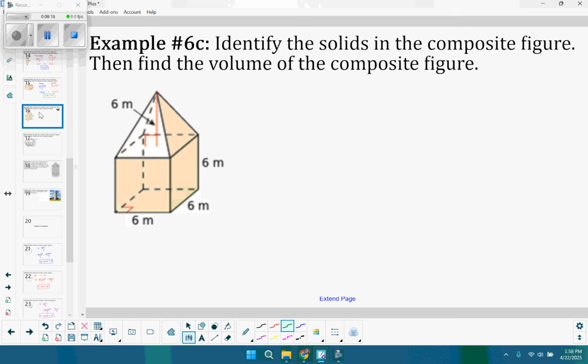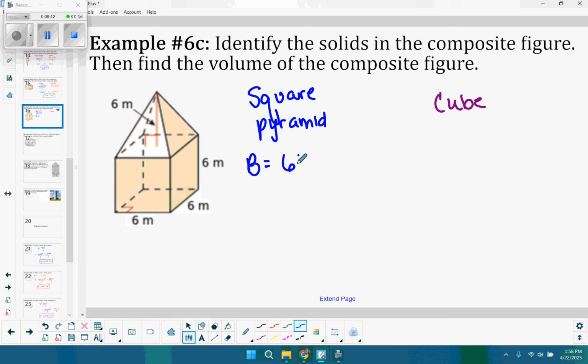Do another one of these together. In example 6c, I have a square pyramid on top. And we can call the bottom either a square prism, or there's a word for that. That's a cube. If you want to call it a square prism, that's perfectly fine. So for our square pyramid, we know the area of the base was 6 times 6, which was 36. The height of the pyramid was also 6.